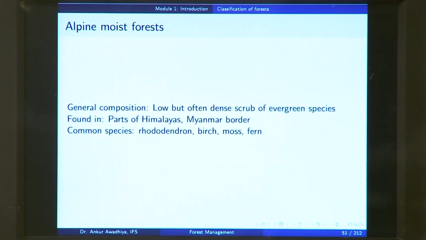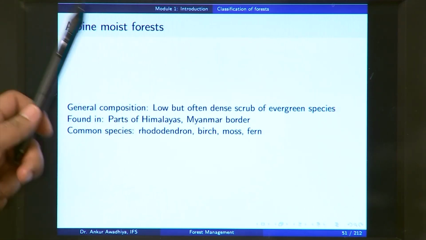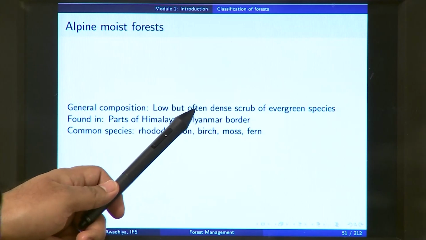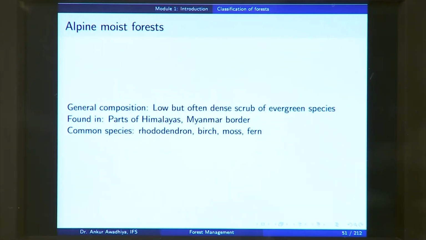Now, alpine moist forest, the general composition is low, but often dense scrub of evergreen species. So, you have adequate amount of rainfall, but because the amount of sunlight is less, you have low forest. Because of excess of rainfall, you have dense scrub mostly of evergreen species, because you have adequate amount of moisture. So, there is no need to conserve moisture. So, there is no deciduous species, it is predominantly evergreen species. These are found in parts of Himalayas and the Myanmar border. The common species you will find in this area is rhododendron, birch, moss and fern.